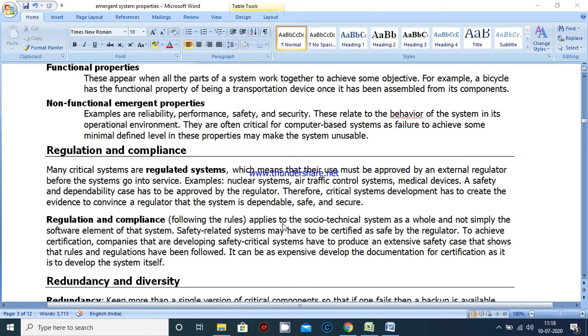Emergent properties can be categorized further into functional properties and non-functional properties. Functional properties appear when all the parts of a system work together to achieve some objective. Each individual subpart of a particular system or product works to achieve a single goal. For example, a bicycle has the functional property of being a transportation device once it has been assembled from its components.